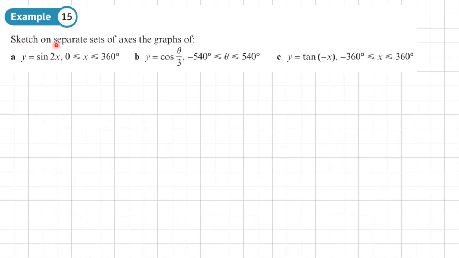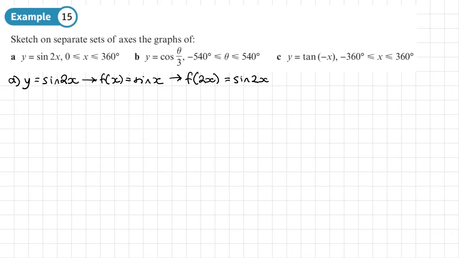Example 15. Sketch on separate sets of axes these graphs. We've got 3 here to do. So y equals sine 2x. So f of x equals sine x. So this is the graph of f of 2x, because you can see that where there was an x, there's now a 2x. Now what this is going to do, this is going to squash the graph by a factor of 2 this way, or you can say that it stretches by a factor of a half, or 1 over 2. Yeah, it stretches by a factor of a half.